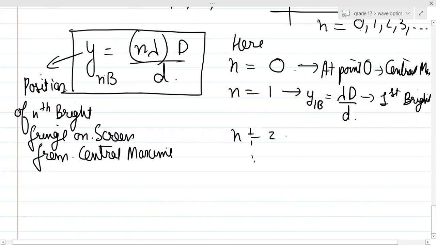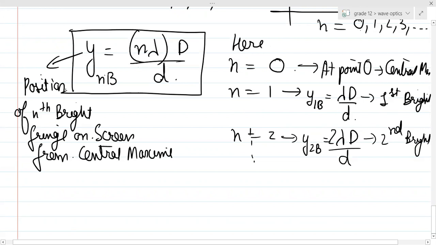Guys, if I put n equals 2, then what will happen? I'll get the second bright, 2λD by d. This is the position of the second bright. Are you getting my point, guys? So basically, you'll put different values of n. For example, if they have said seventh bright, you'll just put 7 over here. That's it. Is it clear?